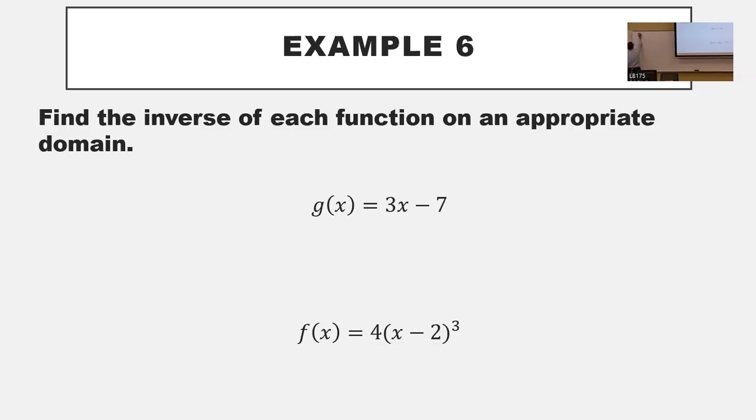So let's take a look at g of x, which is equal to 3x minus 7. And then this is an f of x that I saw earlier. This is the one with the third powers: 4 times (x minus 2) raised to the third power.